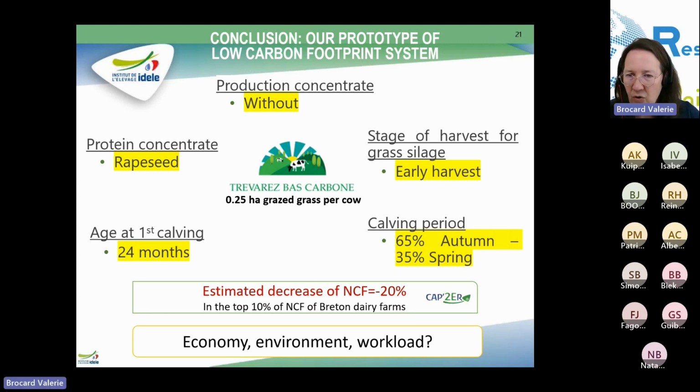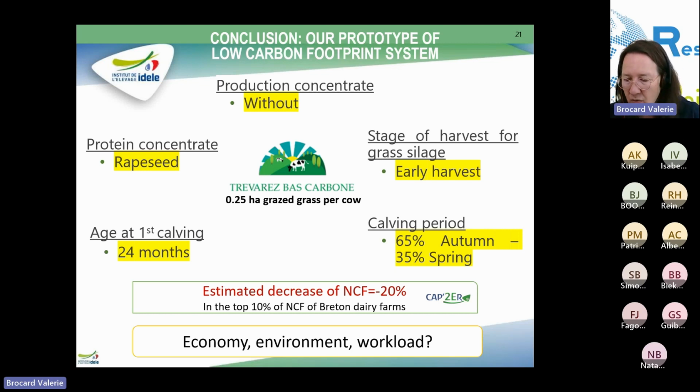We are trying to harvest all our grass silage cuts with the early cuts. We have changed our management for calves and heifers to decrease the age at first calving down to 24 months. And our calving period is still 65% of the calvings in autumn and 35% in the spring. The simulation said that with this combination of levers, we should decrease the net carbon footprint by 20 extra % and be in the top 10 of the lowest levels for British dairy farms.